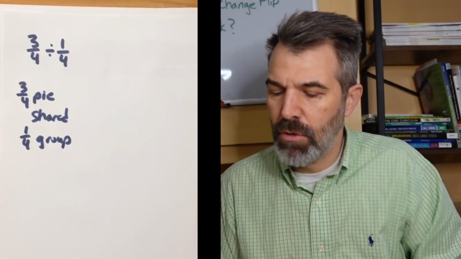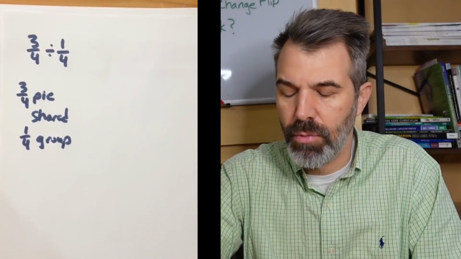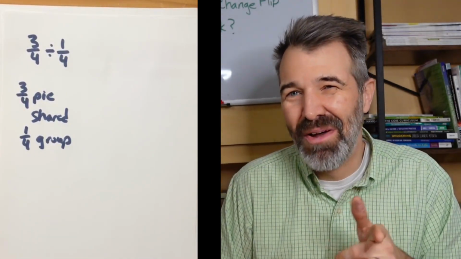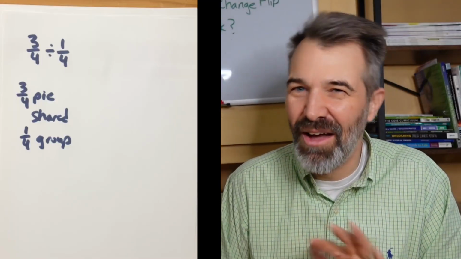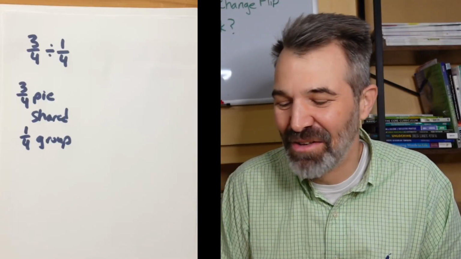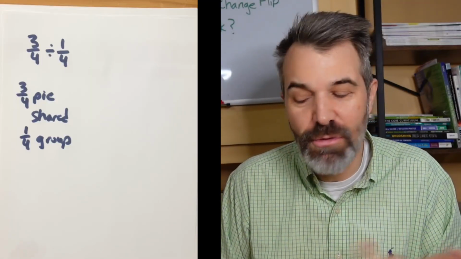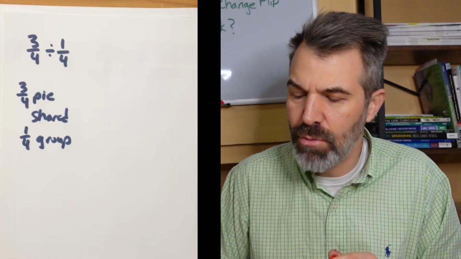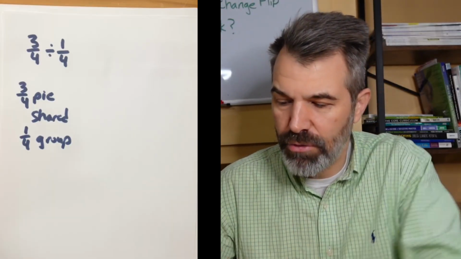So 3/4 of a pie shared with 1/4 of a group. Okay, again, I'm going to challenge you. Pause it. See if you can represent that, although I know most won't, but I would challenge you to take a look at that. And if you do have those images, throw them in the comments. I love that too. But 3/4 of a pie shared with 1/4 of a group. So let's take a look at this.